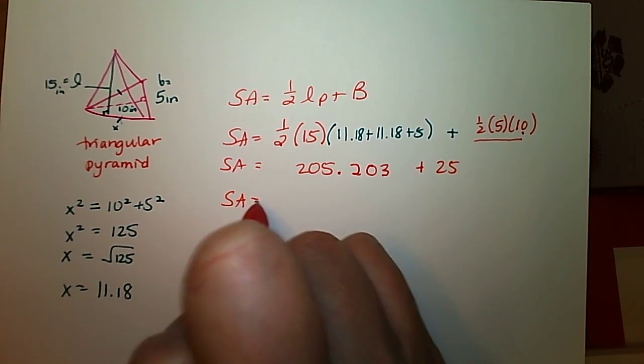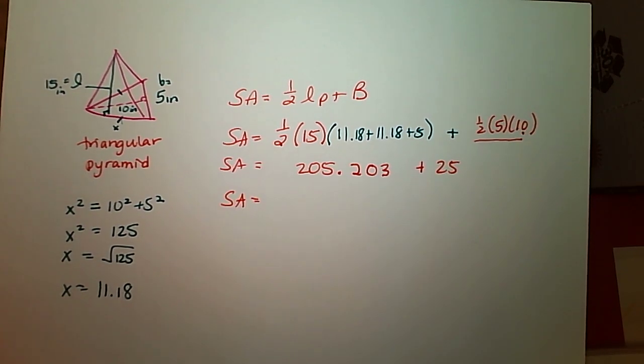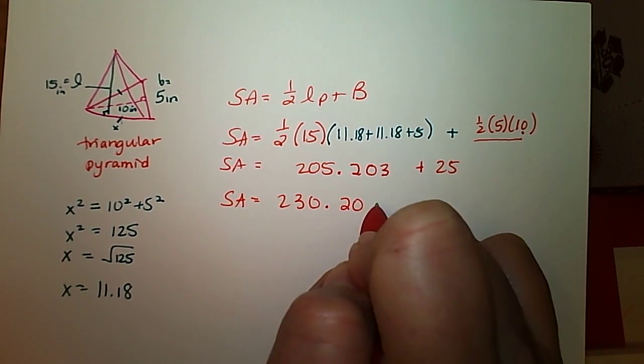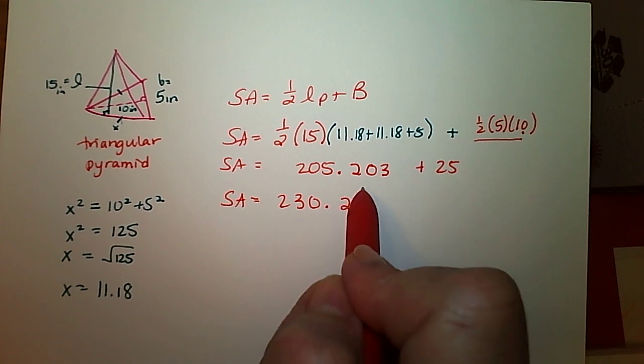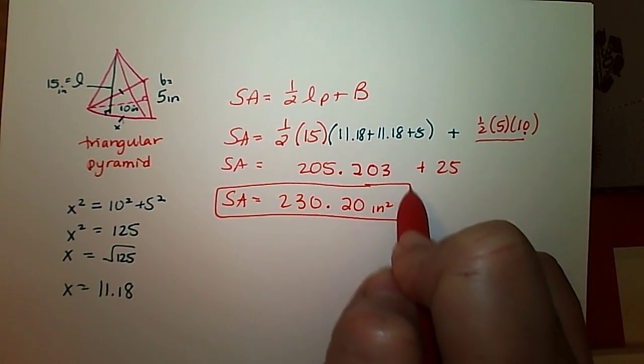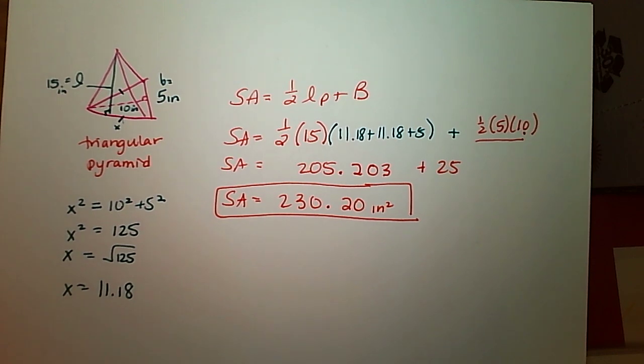So then my surface area is 230.20, blah, blah, blah. And again, we don't want to forget our inches squared. Yeah, that was kind of ugly. I don't think you're going to encounter that.